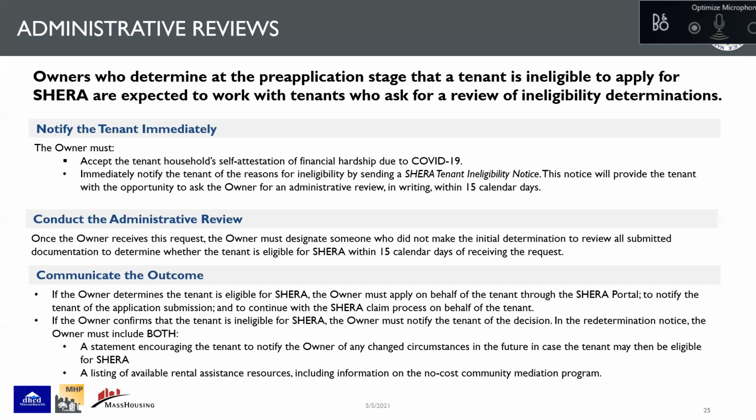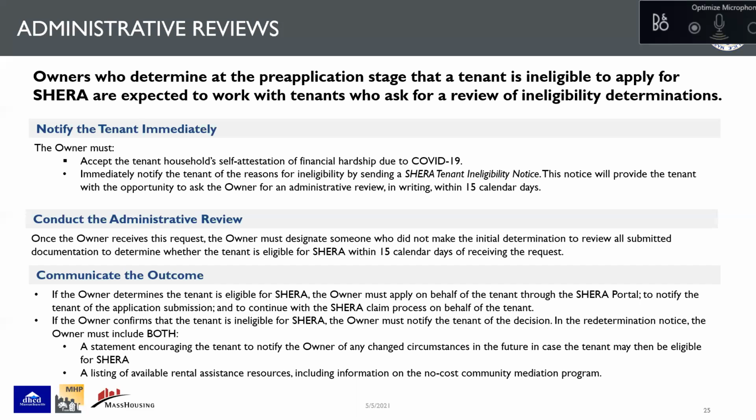Once a request for administrative review is received, the owner is expected to designate someone else who did not make the initial determination to review all submitted documentation and to determine whether the tenant is eligible for SHERA. If the administrative review determines that a tenant is eligible, the owner must submit an application on behalf of the tenant through the SHERA portal and notify the tenant of that submission.